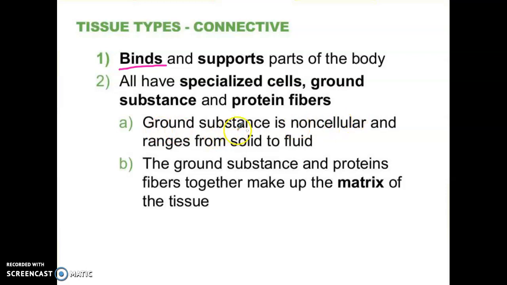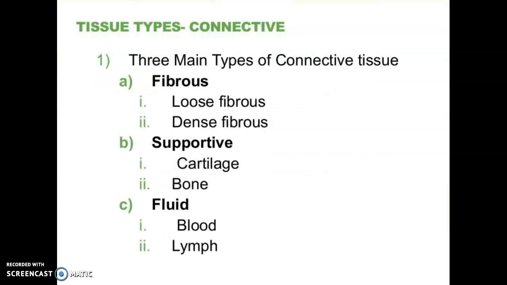This ground substance that we refer to is actually not cellular. And in fact, it's not just one thing. Some of it is solid and some of it is fluid. And then these ground substances and protein fibers all together make up the matrix of the actual tissue. So quick overview here, 3 main types of connective tissue. I always think it's a little surprising for students that blood is considered connective tissue, but we do lump it into that category, as well as the lymphatic fluid.